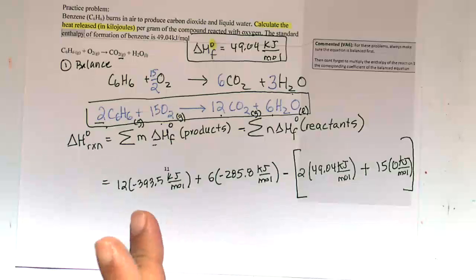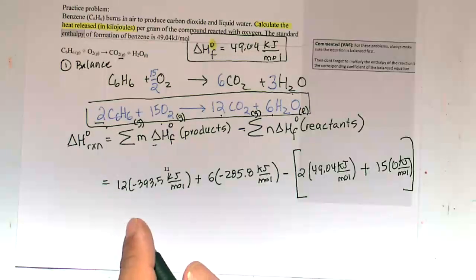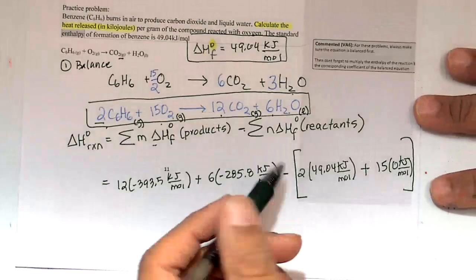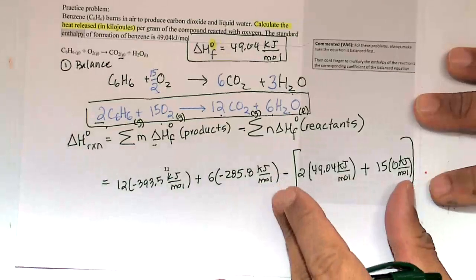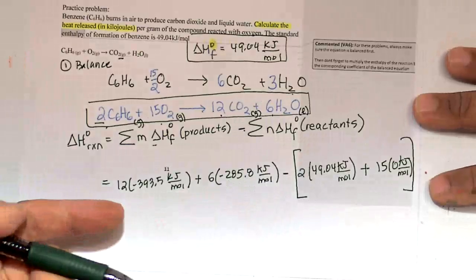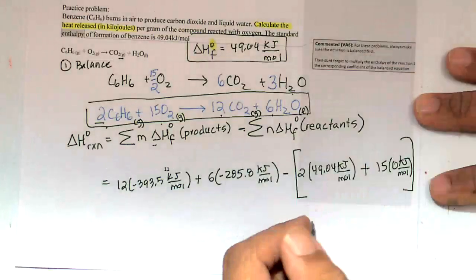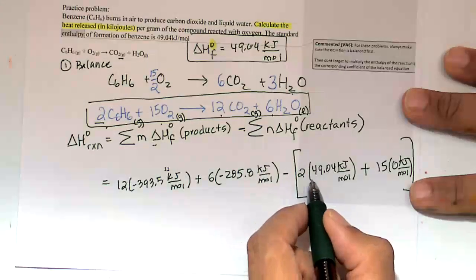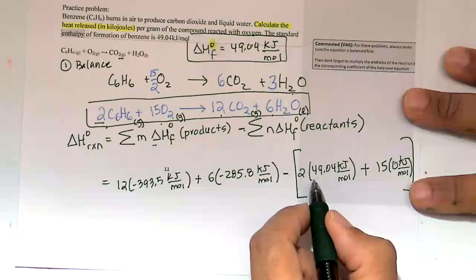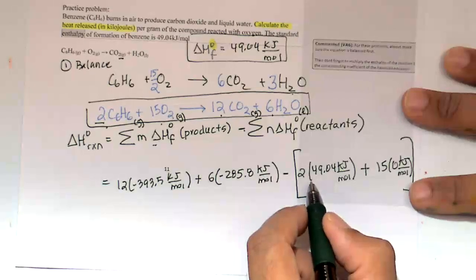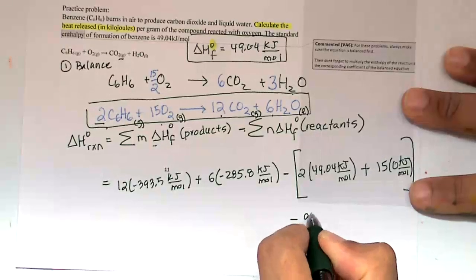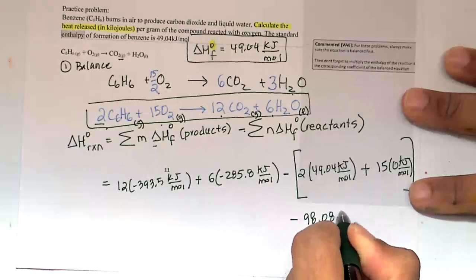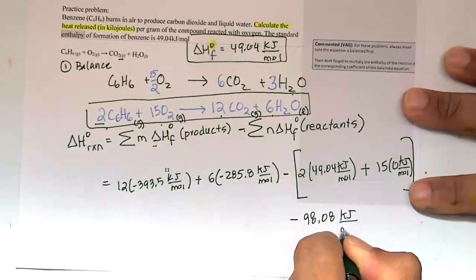All right, so now it's just algebra. This is where students make some mistakes. One mistake is that this minus distributes. Products minus reactants. So this minus, like a train, it distributes. So what is 2 times minus 49.04? 98.08. So it's going to be minus 98.08 kilojoules per mole.